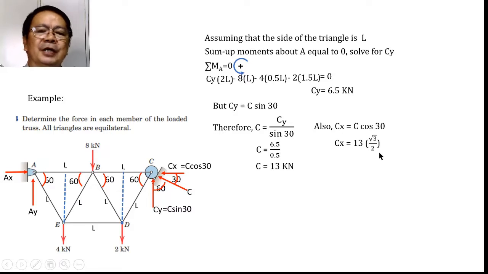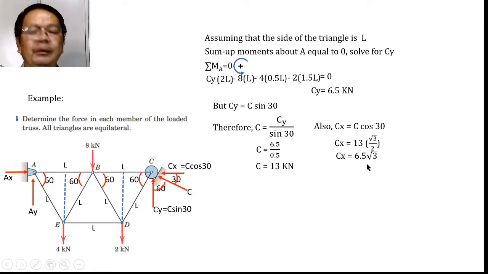Okay, this is a special angle, so even without a calculator, you can solve for that. That is equal to the square root of 3 over 2. Okay, simplifying, this becomes 6.5 multiplied by the square root of 3. So we already have computed for C sub x and C sub y.